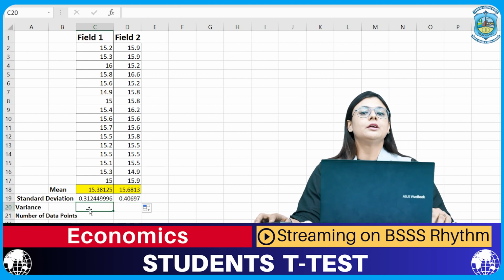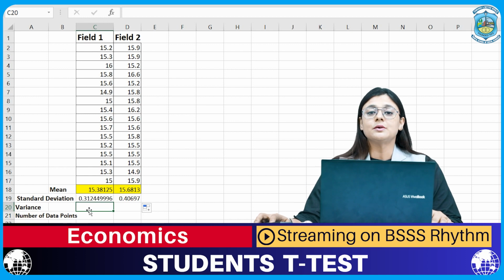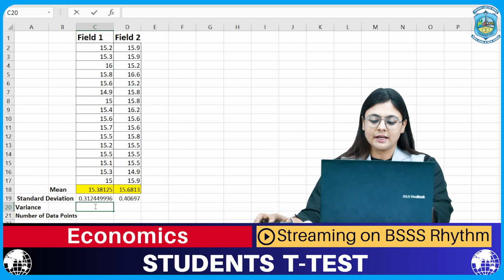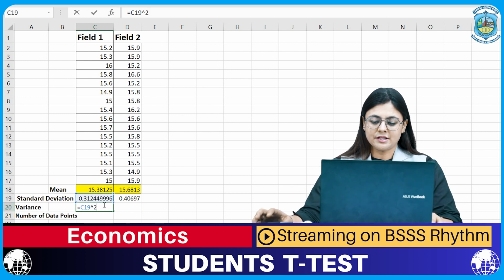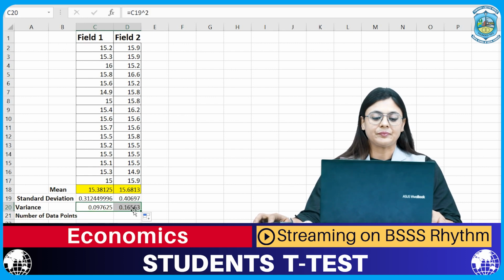But in the formula, we are not using the standard deviation, but we are using the variance. So therefore, for calculation of variance, again, we will have to take the second power of this particular value. So here I am raising it to the power 2 and again dragging it for sample B.